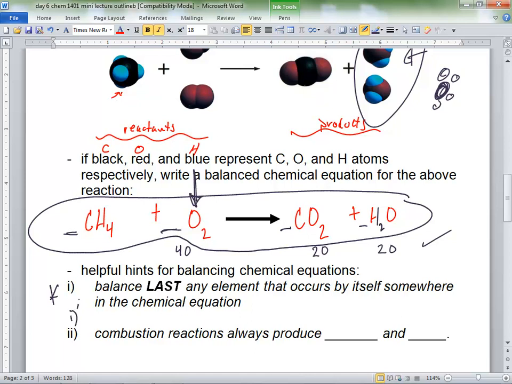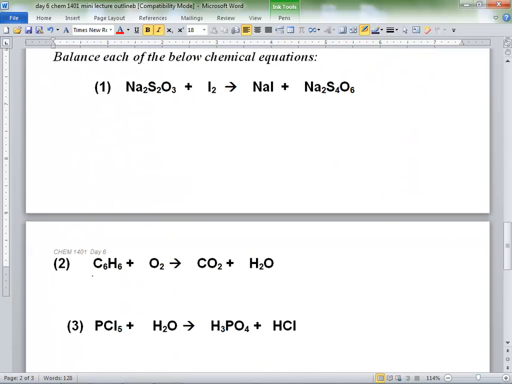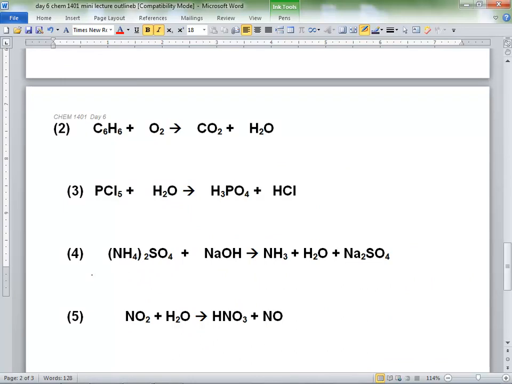Another thing that you want to balance last is something that appears all over the place. For example, let's take a look at one. Here's a good one. We're going to do this one, just to give you a guide, right? First, there's no element by itself, so there's no guide there. But look at the hydrogens and the oxygens. They are all over the place, aren't they? Hydrogen and oxygens are in multiple locations. Do them last. They are complicated. Okay? So when you get to number 4, do H and O last.